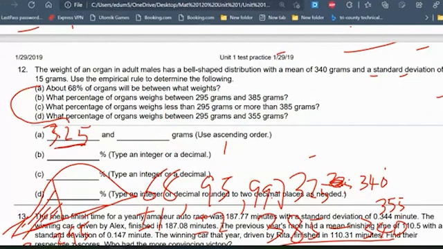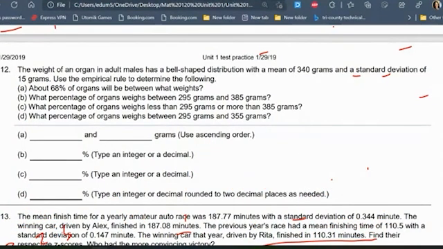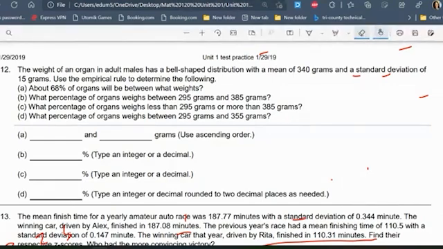All right, so we are going to do number 12. The weight of an organ in adult males has a bell-shaped distribution. So I'm going to draw that. They said it has a bell-shaped distribution, so I will draw the shape.